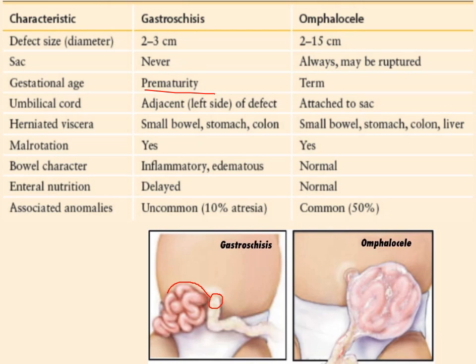Then enteral feedings could be initiated in children with omphalocele because the small intestine is not necessarily at risk of inflammation or edema. And then we tend to see omphalocele with a number of other anomalies. Usually 50% of the time, omphalocele is occurring with other anomalies alongside itself.